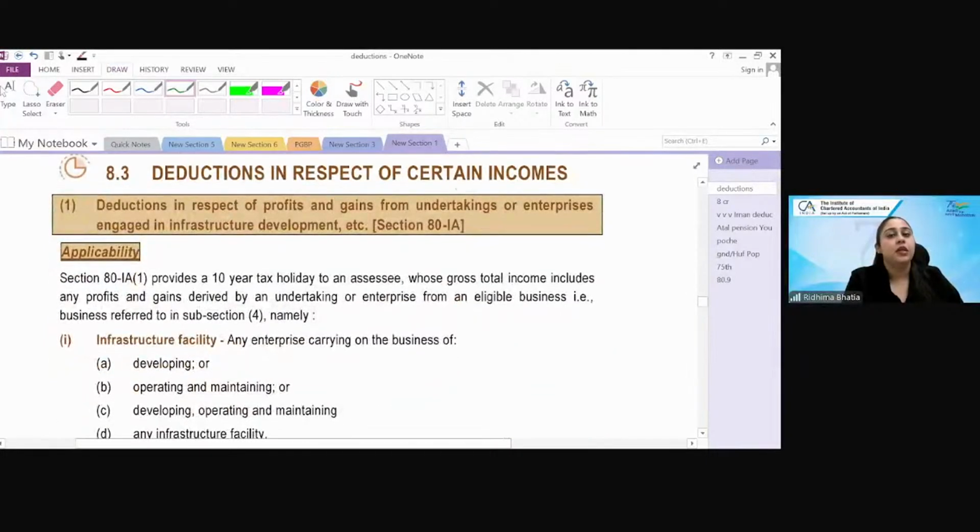Rest is same. Now, before going on to the segment on deduction in respect of certain incomes, I don't want to start ATIA, etc. But I will quickly cover up for you today 80TTA and TTB.